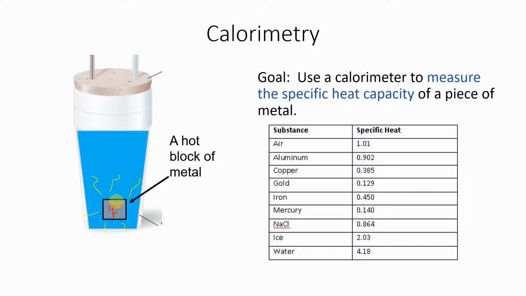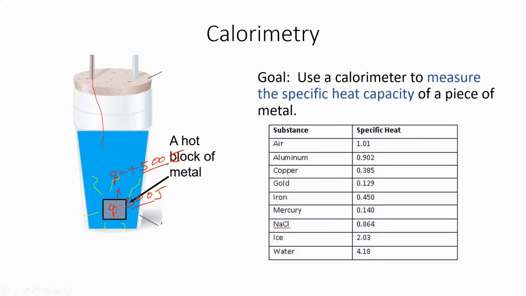The heat leaving the block will be absorbed by the water, and that's positive from the water's perspective. But the thing is, those amounts will be the same, right? So if this block gives off 500 joules of energy, the water will absorb 500 joules of energy. Well, you can imagine if we have our thermometer in here and we're measuring the temperature increase of the water, that will let us calculate how much energy is absorbed by the water, and we can assume that that was how much energy was given off by the block.